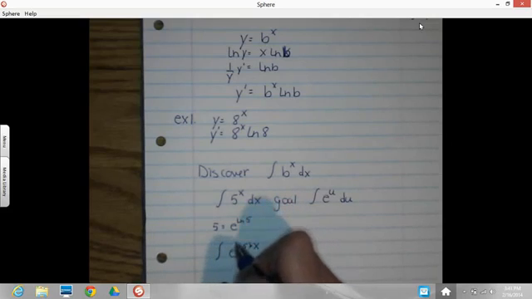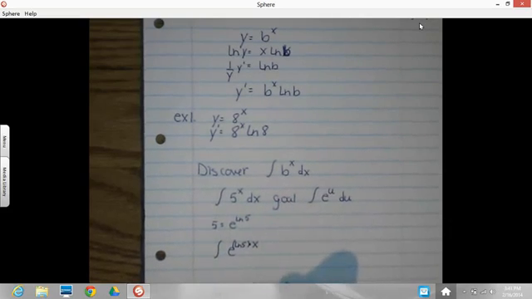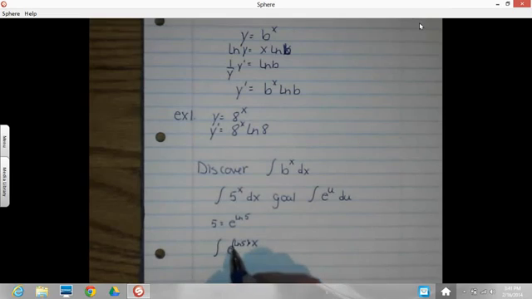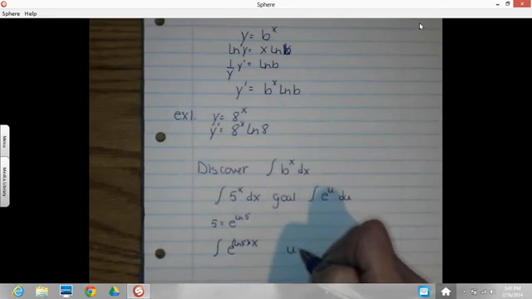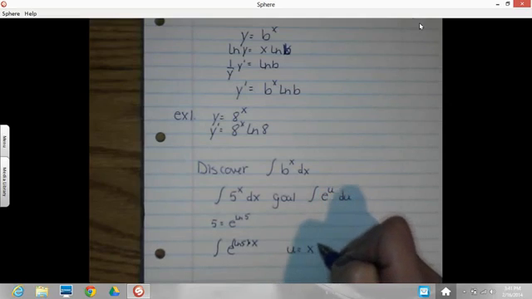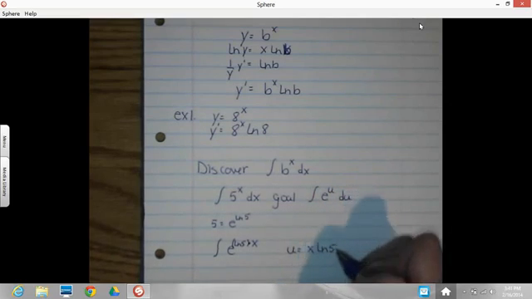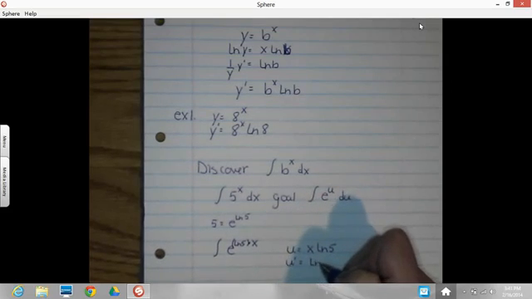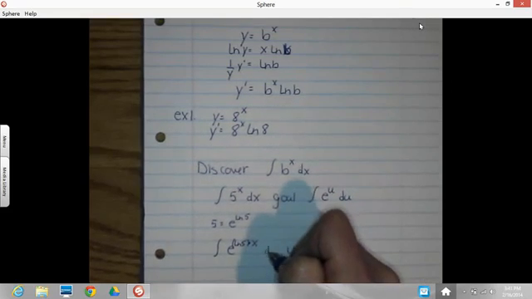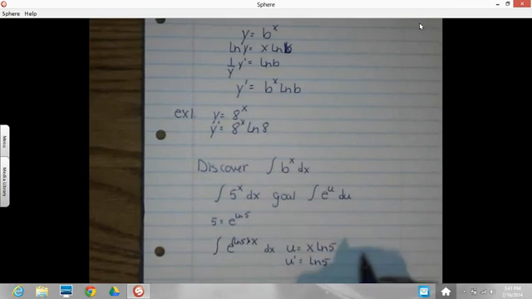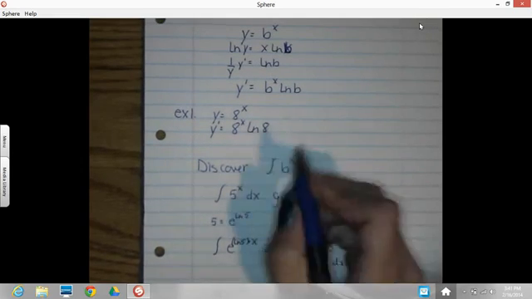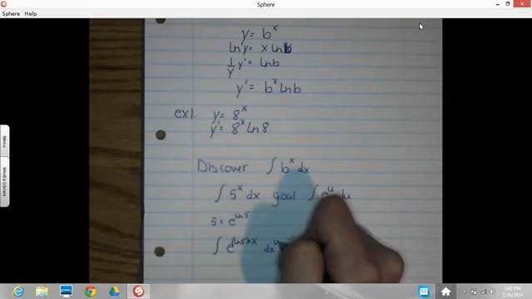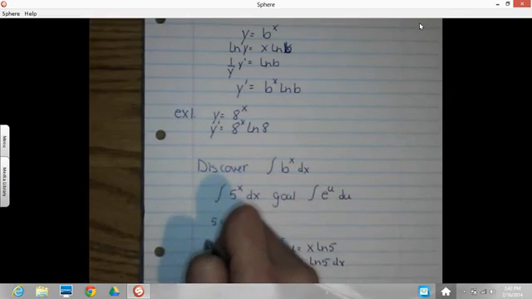I'm going to go this way. Okay, so if I let u equal this whole exponent here, u equal the x times the ln of 5. The u prime then equals ln of 5. Forgot my dx. So that means I need an ln of 5 attached to the dx. So that means I need a 1 over ln of 5 here.